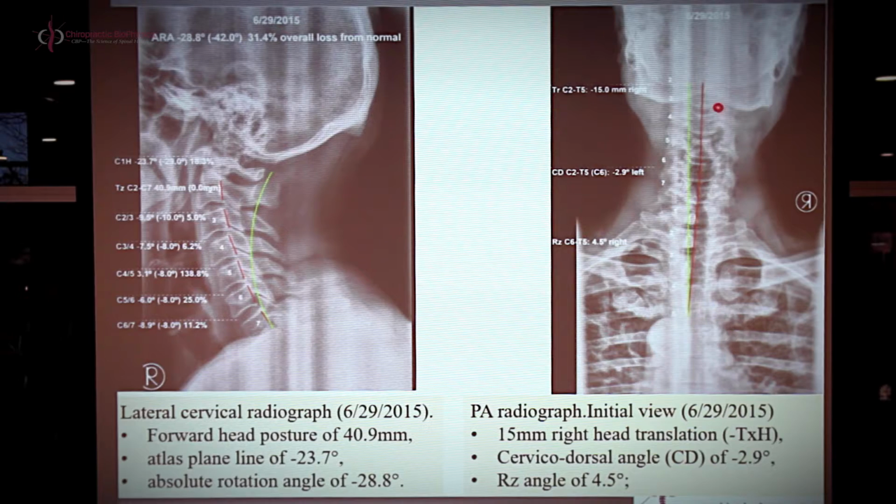Now, this is the culprit that we also want to look at. This is the P to A x-ray, looking at the patient from behind. This gentleman has a significant right head translation. How far? 15 millimeters to the right.